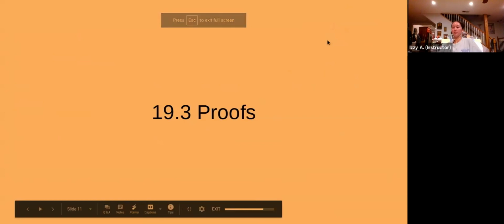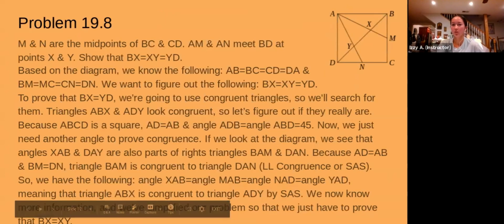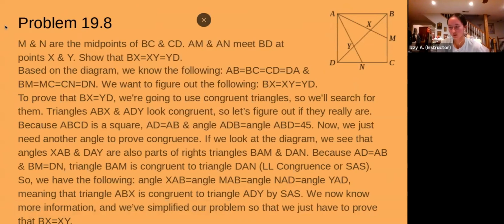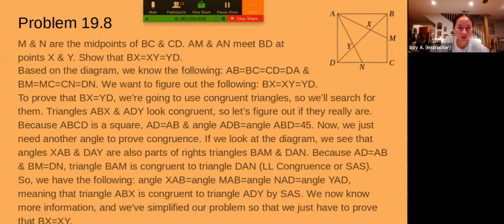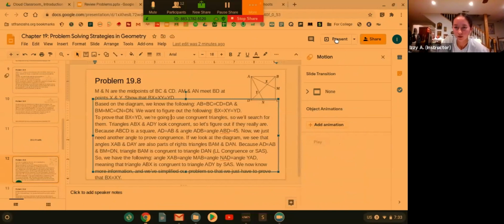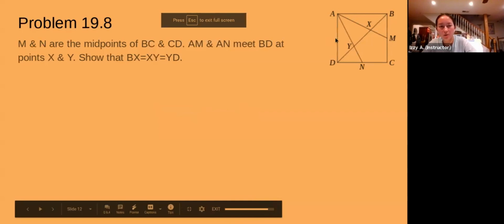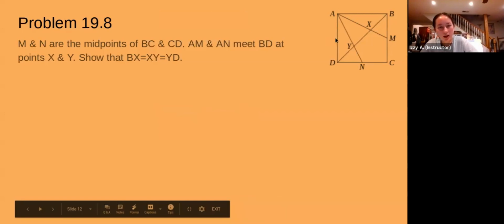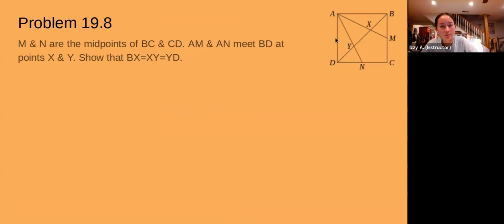All right, so our last section is proofs. We're only going to be dealing with one problem because this problem is actually pretty long. Oh, I just realized I'm showing the answers. Let me add the animation. So M and N are the midpoints of BC and CD, and AM and AN meet BD at points X and Y. Show that BX is equal to XY, which is equal to YD.